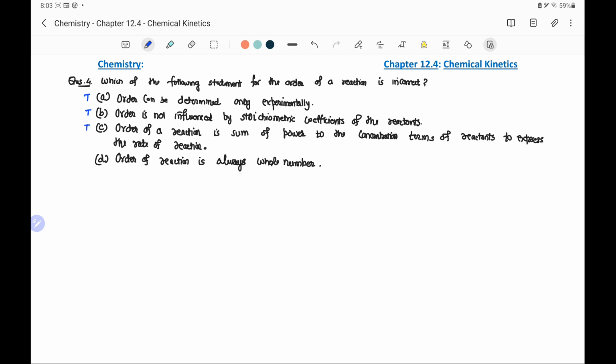Order of reaction is always a whole number. It is false, because order can be a whole number, say 0, 1, 2, 3 and so on, and also a fraction. Therefore, the answer of question 4 is D.